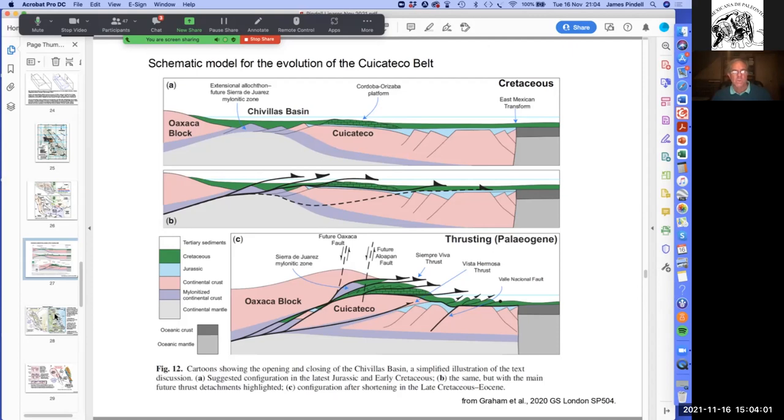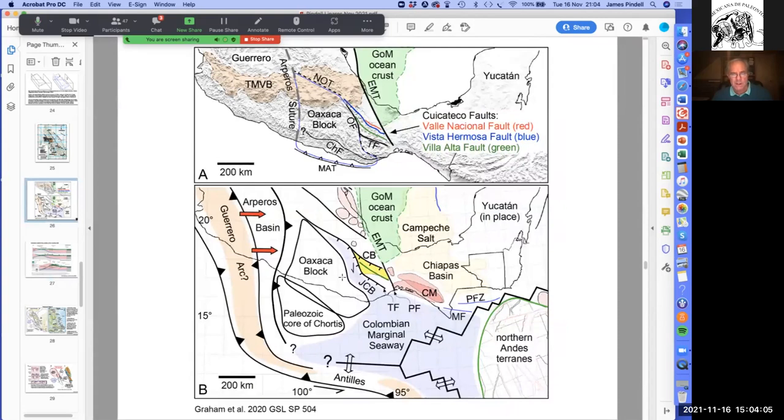Okay, so what this means is that if we back up one slide, we can push Oaxaca back to the northwest by some distance in order to help avoid the overlap with Colombia when we close the oceans. Okay, that's why this is so important.